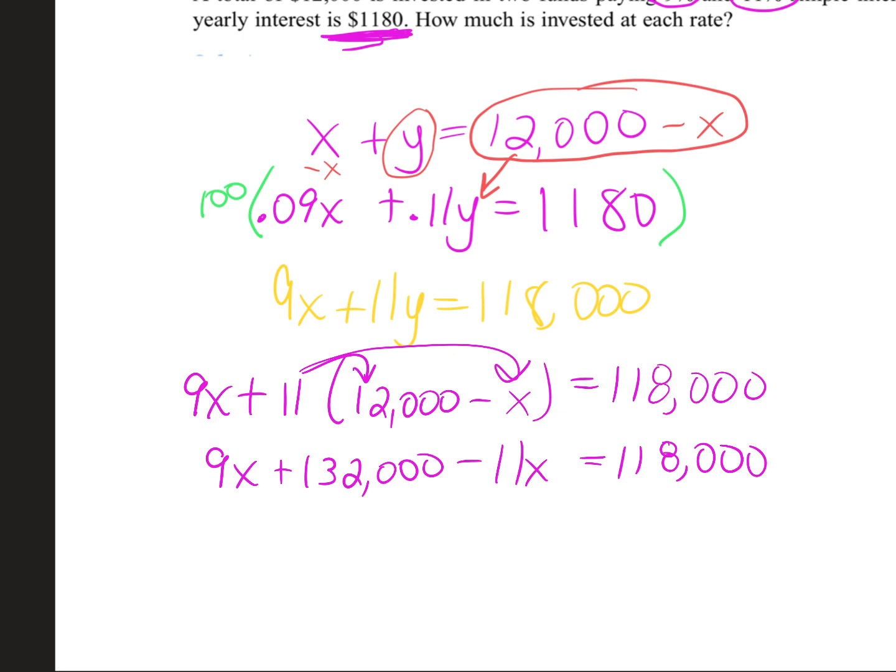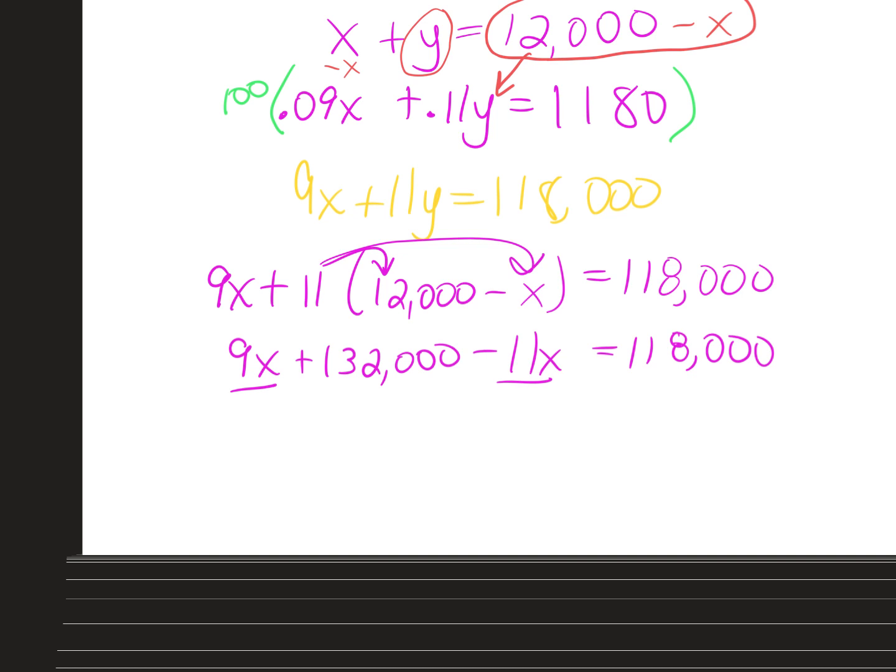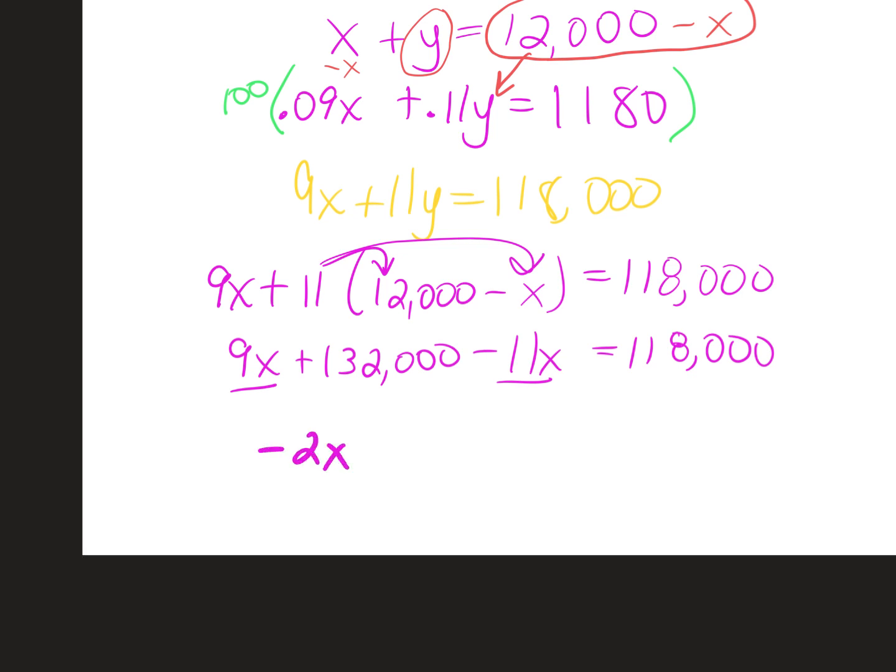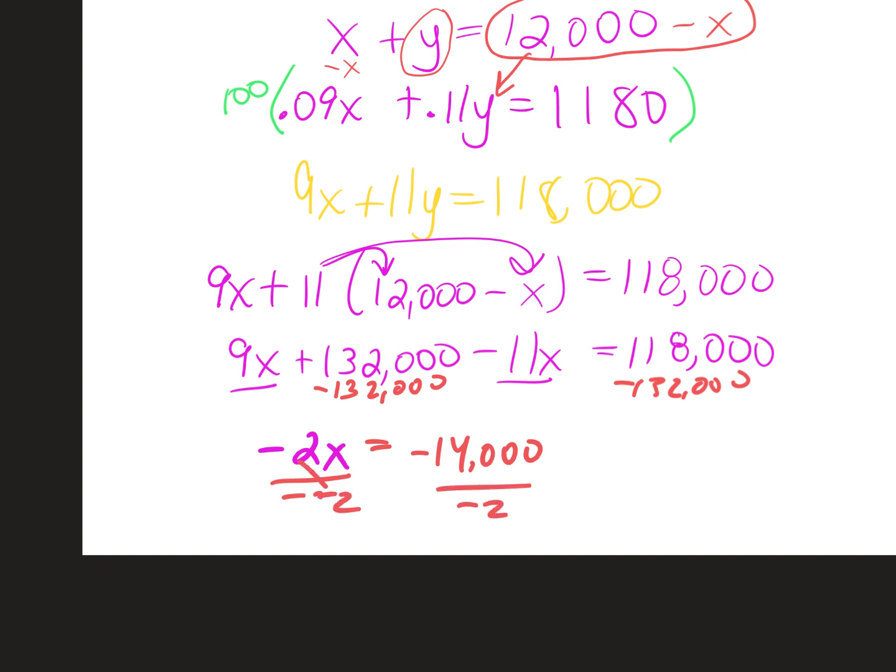Can I combine anything? Okay, so what's 9 minus 11? Negative 2x. Then what can I do with this 132? I can subtract it. So I'm going to subtract 132,000. What's 118 minus 132? So I have negative 14,000, and then I divide both sides by negative 2. And I get x equals 7,000, all right?